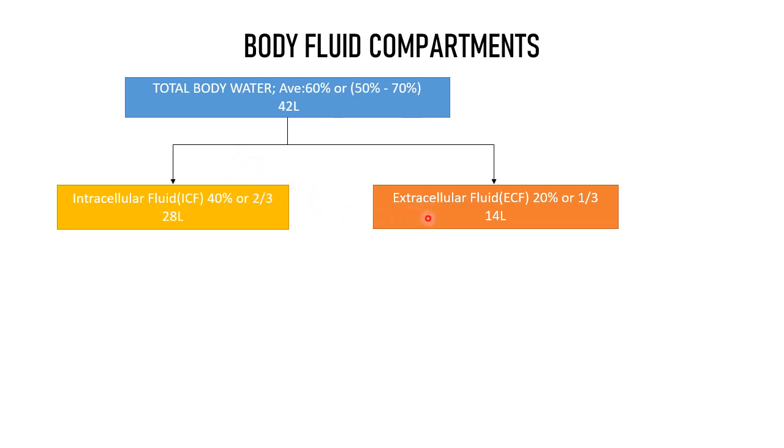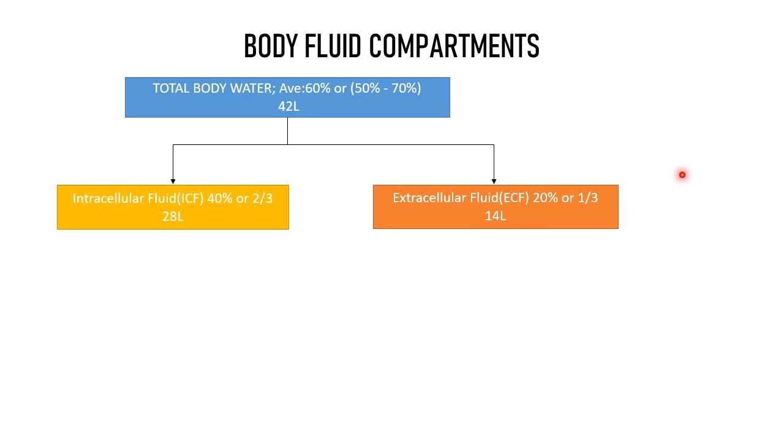Extracellular fluid, the ECF, which is the internal environment of cells, is actually 20% of 60%. As you can see here, which makes sense in the math, 40 plus 20 is 60. In short, extracellular fluid is 1/3 of total body water. And 1/3 of 42 liters will give you 14 liters. Then 28 liters plus 14 liters gives you 42 liters. Okay, let's proceed.